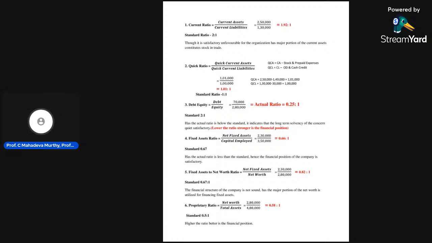What are all the criteria or rules and regulations that are there? On the basis of that, they go for it. That is standards. Yes, the standard is 2 is to 1. That is nearest to standard. What is the narration? Some problems ask for narration as explanation.